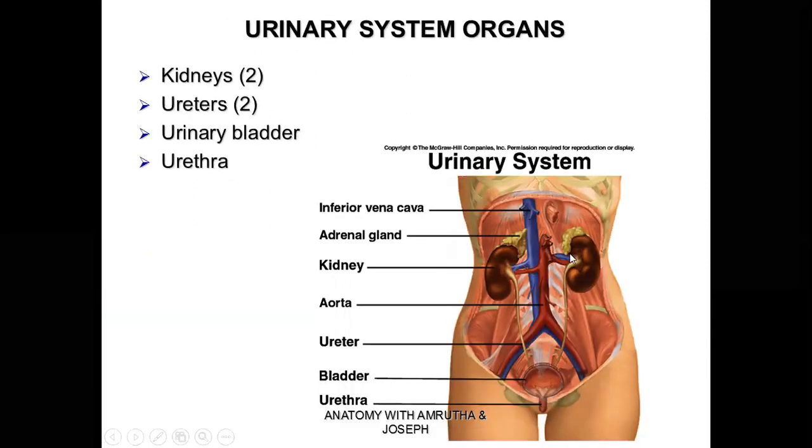There are two kidneys which are placed in the posterior abdominal wall, and there are two ureters which are connecting the kidney to the urinary bladder. This is the urinary bladder, and a urethra which is coming out from the urinary bladder opens into the exterior.